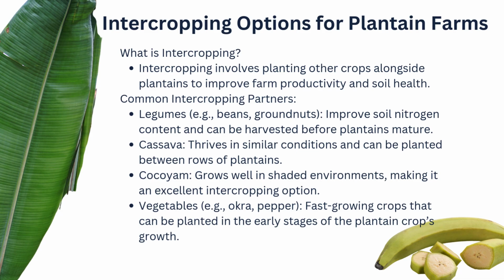And you can begin to think about intercropping options for your plantain. So intercropping means involving other crops alongside the plantain so that you can improve your farm productivity. Some people think about beans, groundnut, they put it there. Some other people just put cassava in between because they require similar conditions. Other people just do cocoyam because cocoyam needs shade, so that the plantain leaf can become like the shade for cocoyam. Other people also try vegetables, right? At the early stage of the plantain, you just put vegetables and pepper so that you have something that you are harvesting while you are waiting for your plantain.